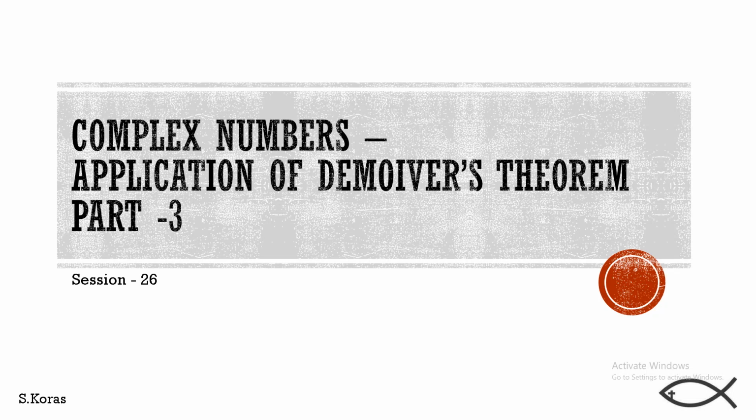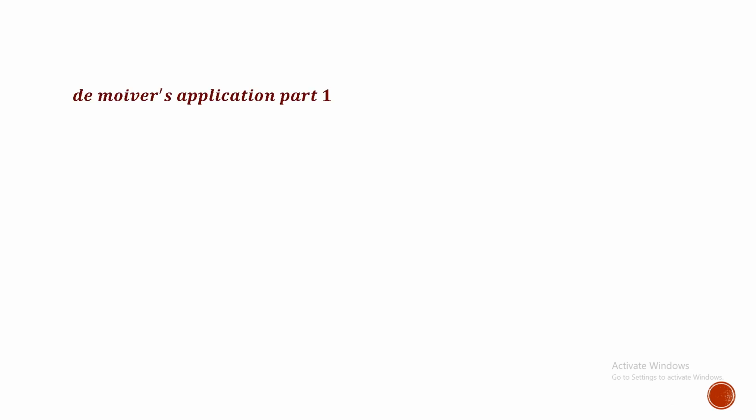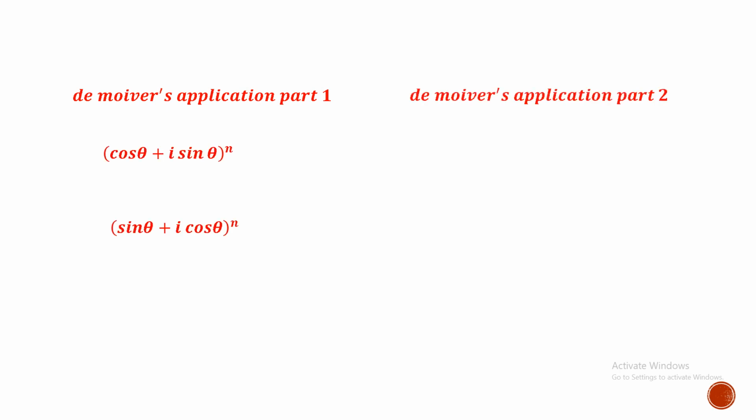In this complex number session 26, we are going to see about application of De Moivre's theorem, part 3. Already we have seen in part 1 how to simplify cos theta plus i sin theta the whole power n, and sin theta plus i cos theta the whole power n. And in part 2 we covered how to simplify 1 plus cos k theta plus i sin k theta the whole power n and similar forms.